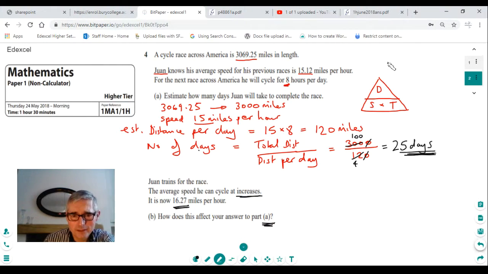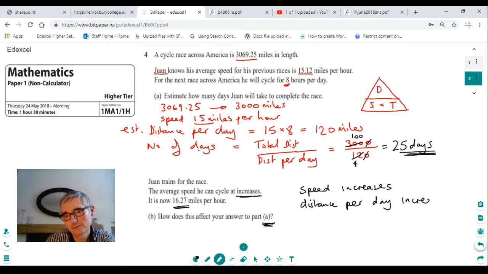Well, what we can say is, if the speed increases, then what that would mean is the distance per day will also increase. And if the distance per day increases, actually it's going to take him less time to cover the distance travelled. So we estimate now that it's going to take less time. So I'd simply say, as an answer for this, it will take him less time to complete the race. Less days to complete. And there we go, we've done it.